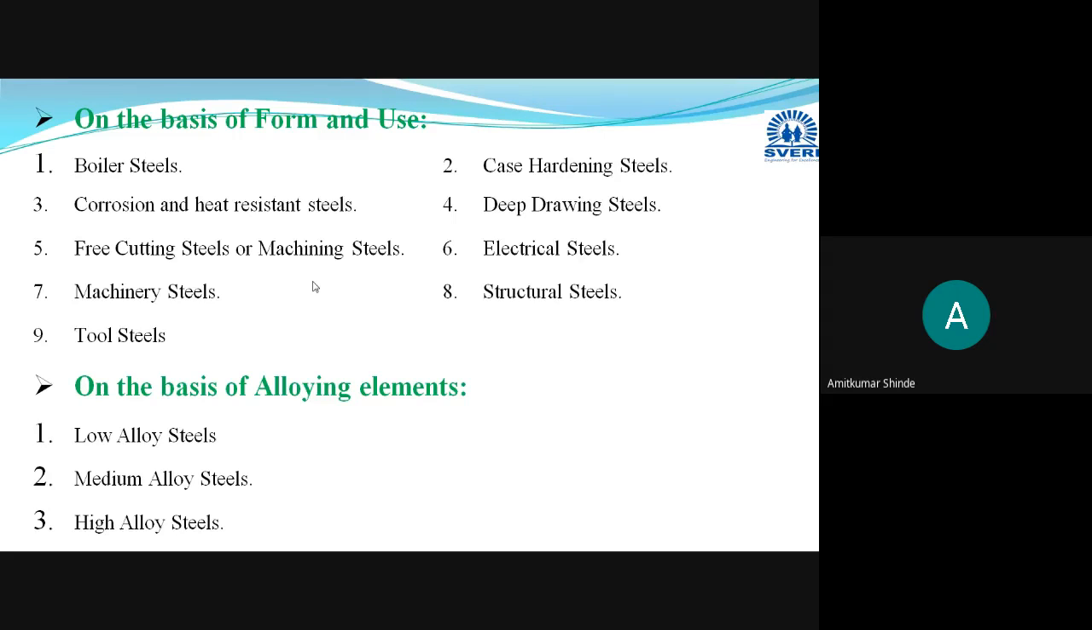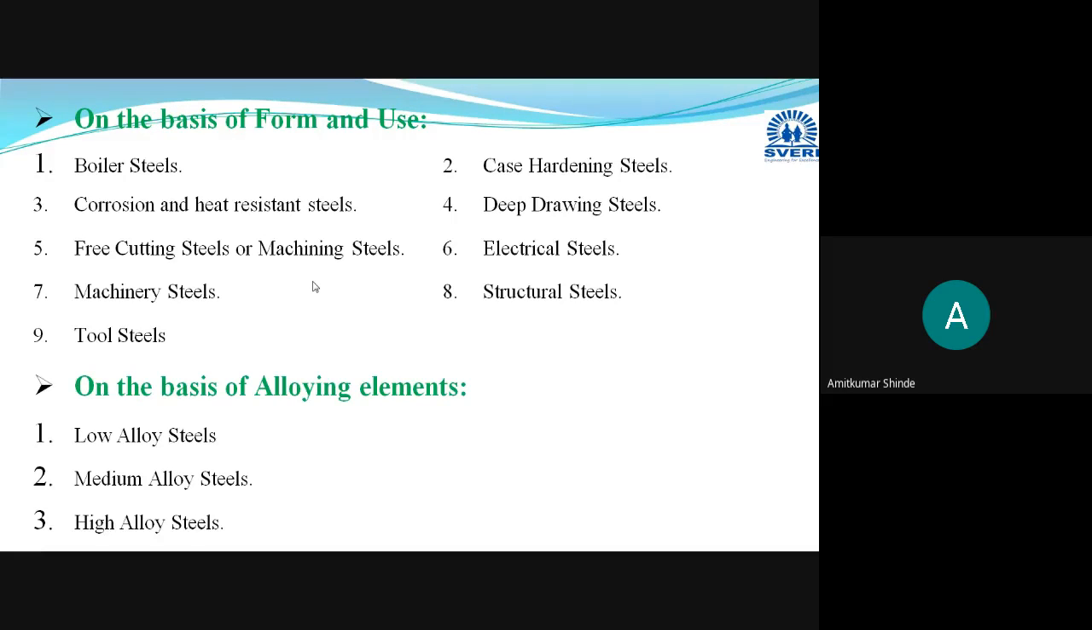Okay, then the next is the machinery steels, or sorry, electrical steels. Electrical steels are the steels used in different electrical applications or for manufacturing different electrical components. And machinery steels, I have already explained: they are nothing but your medium carbon steels. Structural steels are nothing but your low carbon steels. Tool steels are nothing but your high carbon steels.